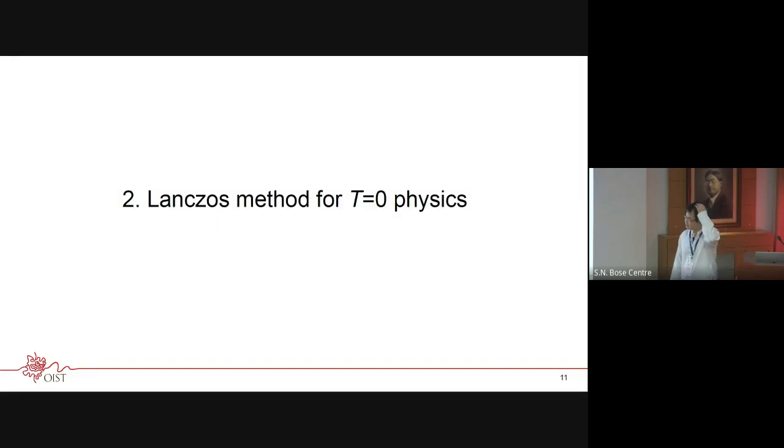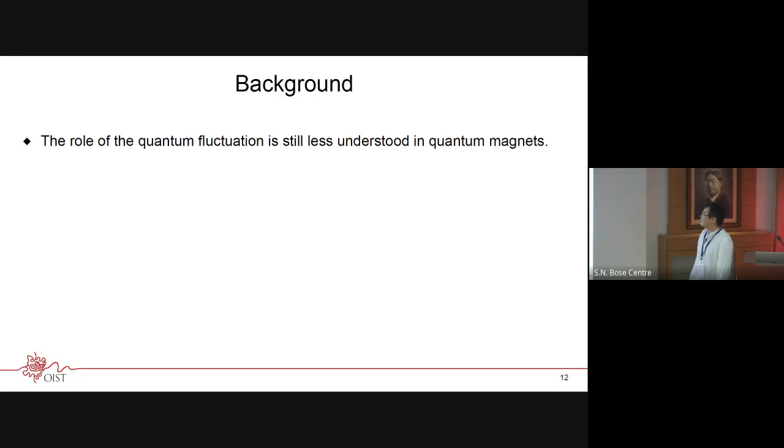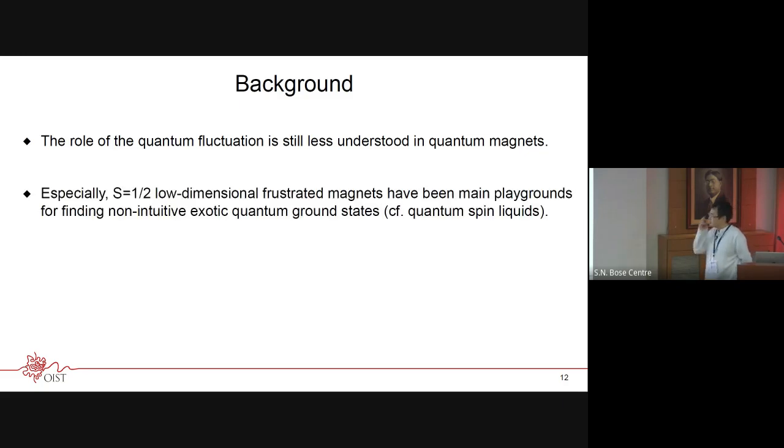So let me explain first the Lanczos method for the tower states physics. I think the law of quantum fluctuation is still less understood in quantum mechanics, especially in frustrated magnetic systems. I think they have been a main playground for finding interesting exotic quantum states, such as the quantum spin liquid states and the quantum spin nematic states.